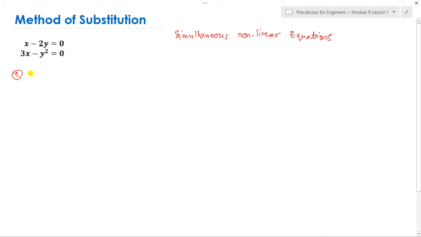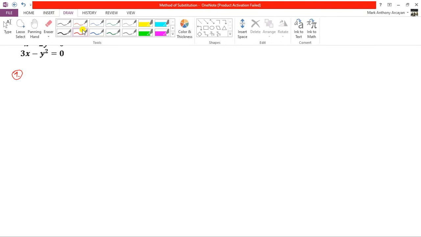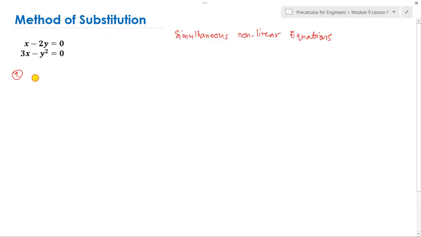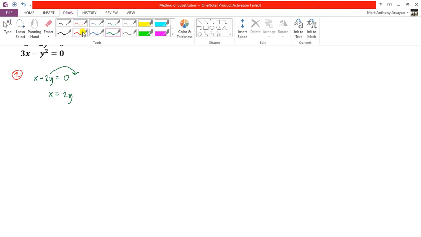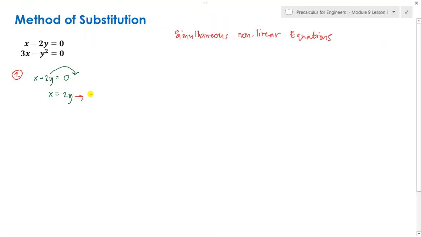Let's start with the first procedure. I'm going to choose the first equation as my basis. From the first equation, that is x minus 2y is equal to 0. I'm going to solve x in terms of y, so transpose that to the other side: x is equal to 2y. Here I already have a value for x in terms of y, and I'm going to label this as equation 1.